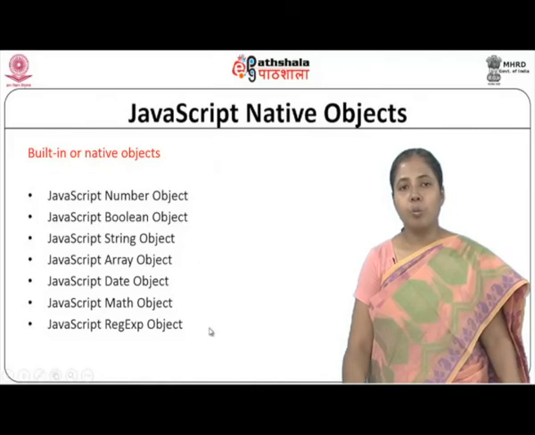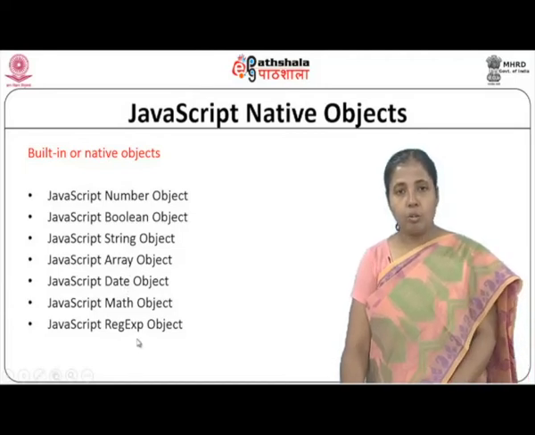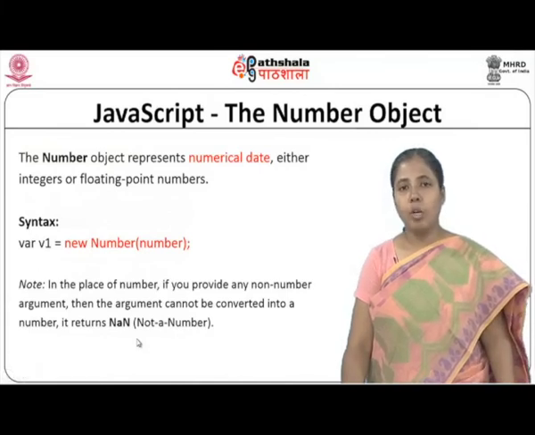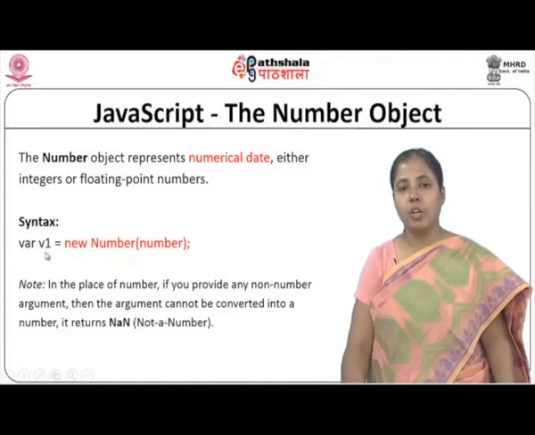And JavaScript also supports built-in objects like number, boolean, string, array, date, math and regular expression. Coming to the number object, this normally represents numerical data, either integers or floating point numbers. Here you can see how you declare a number object. With a variable name, you can directly assign a number because number is a primitive type. You also have an equivalent predefined object called Number in JavaScript. You can use this predefined object to create a number, or you can directly assign an integer value to a variable.